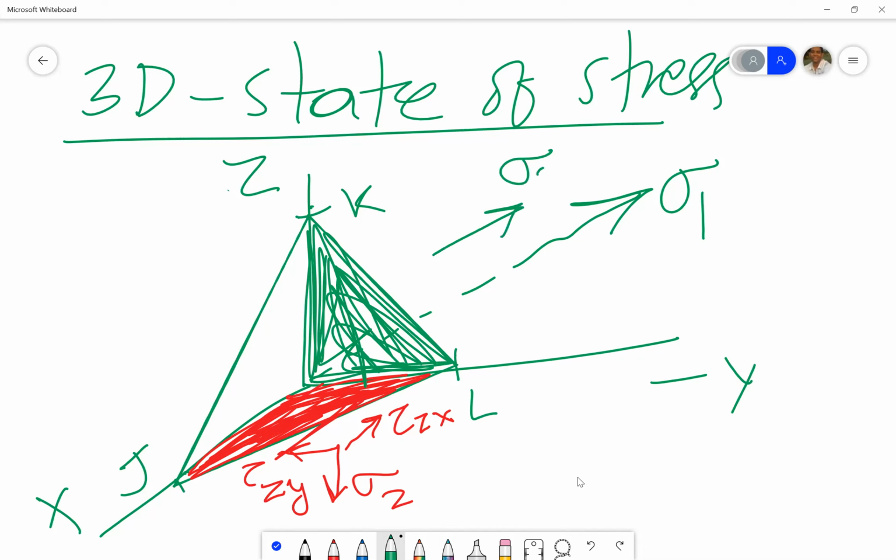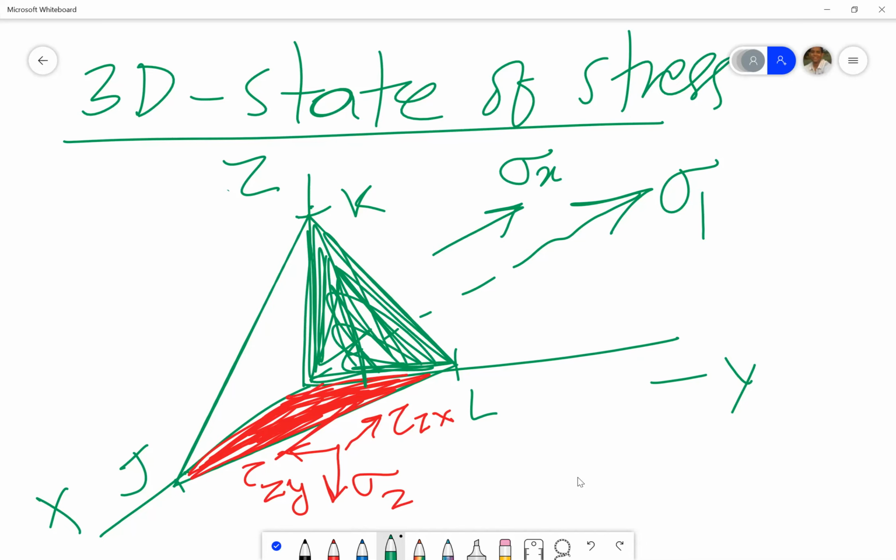This sigma x direction is not equal to the direction of the principal stress, sigma 1. So don't confuse them. The sigma 1 direction is the principal stress direction, while sigma x is the normal stress on the plane. The directions are different. This is sigma x.